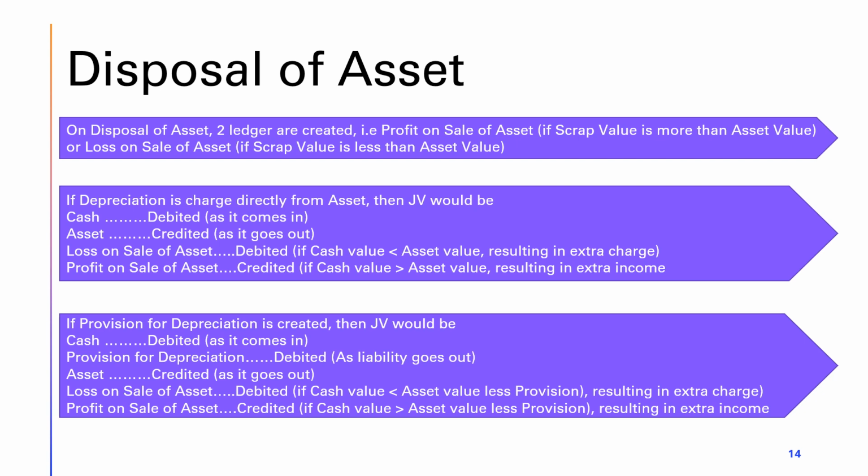On the other hand, if provision for depreciation is created for passing the depreciation entry, then the journal entry would be: cash account debited as it comes in, asset account credited as it goes out, provision for depreciation debited as it goes out, loss on sale of asset debited if cash value is less than asset value, and profit on sale of asset credited if cash value is more than asset value.